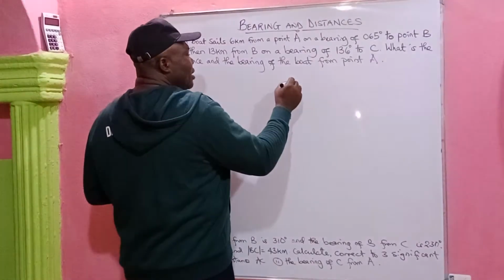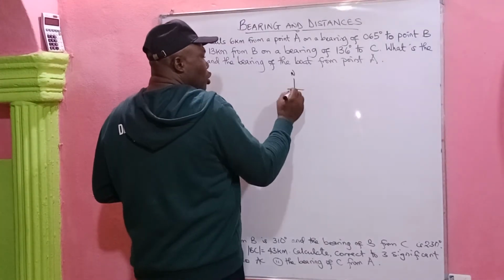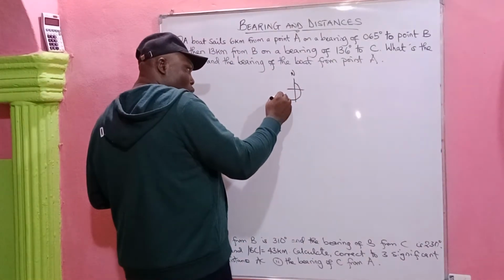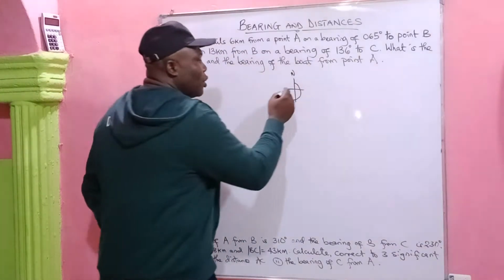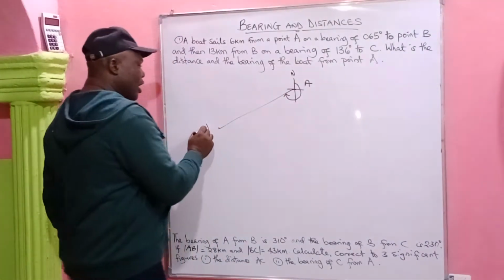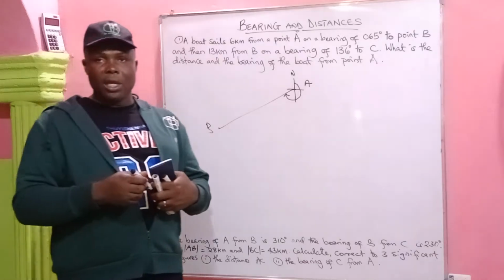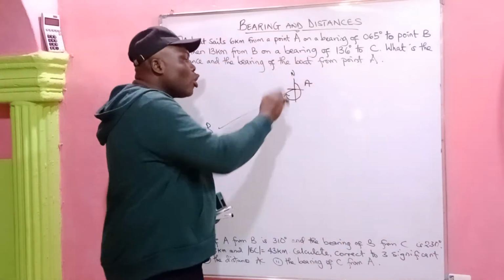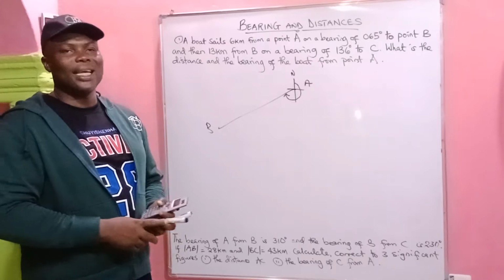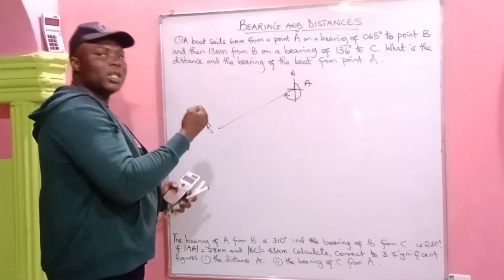Clockwise, which means this is the northern pole, so you must start this way and move clockwise to wherever you want to stop, so that you can now take that angle. You can then know the direction from point A to point B, as the case may be. So we must always move clockwise from the northern pole. That's one thing you have to understand. It is never anti-clockwise. You move clockwise.